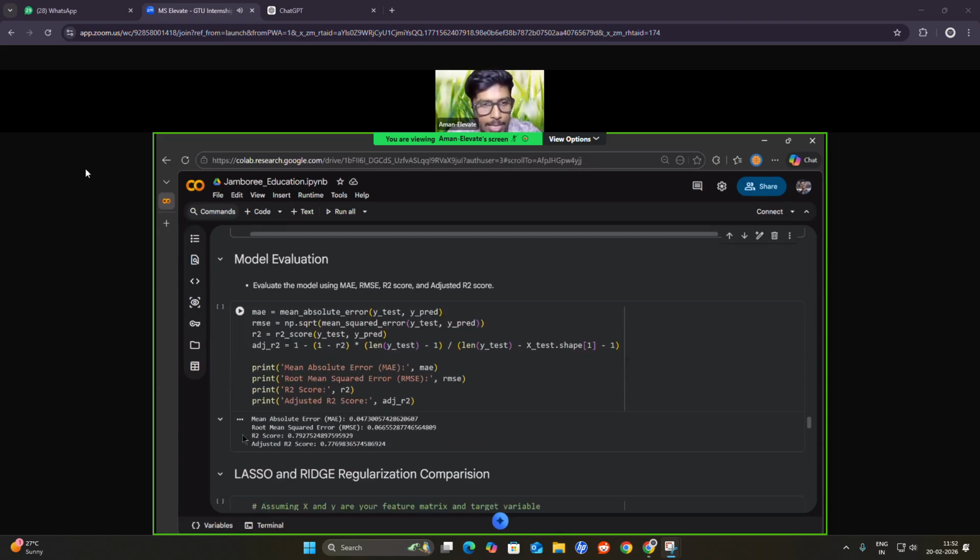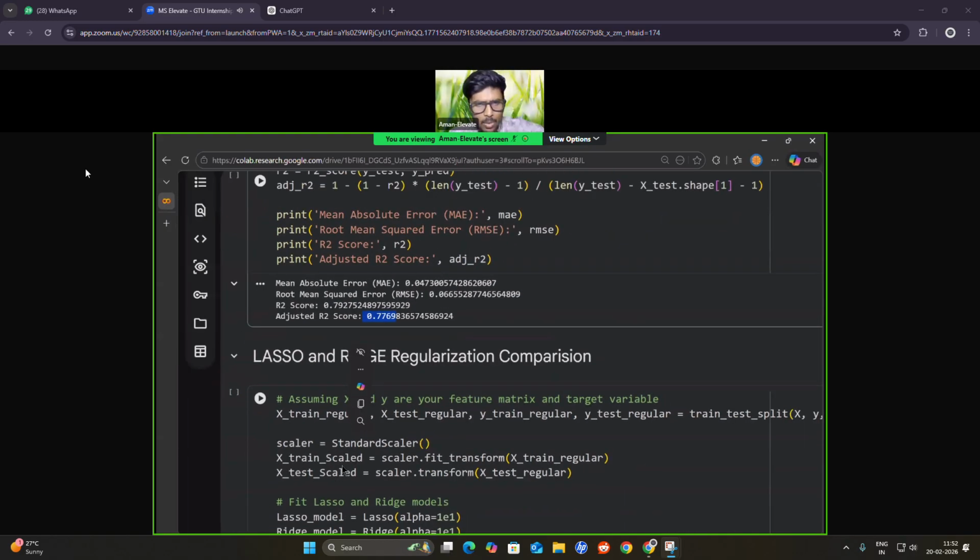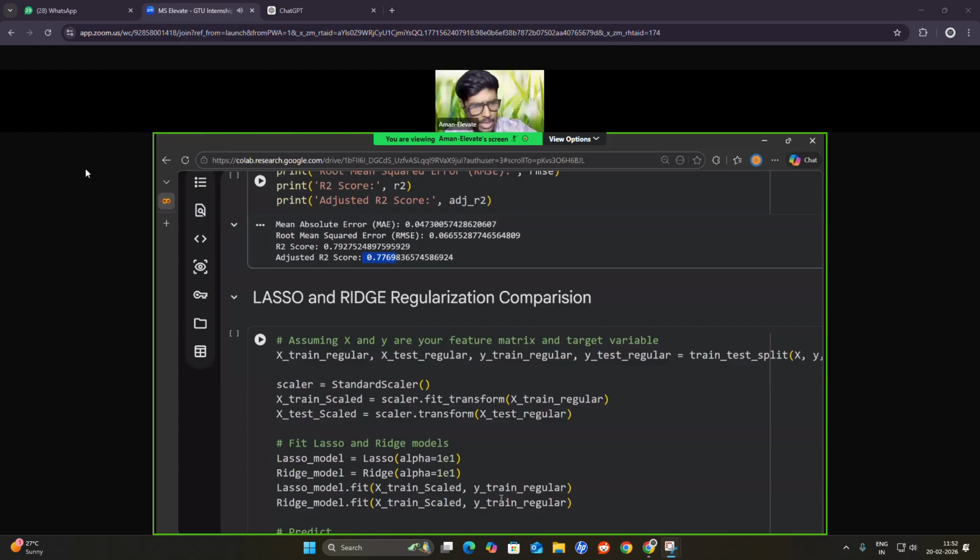And now we can simply evaluate our model. So our mean absolute error is 0.04. Root mean square error is 0.06. R2 score is good, approximately 80%, and adjusted R2 score is 77%. So it is more or less a balanced model. We can still improve it.